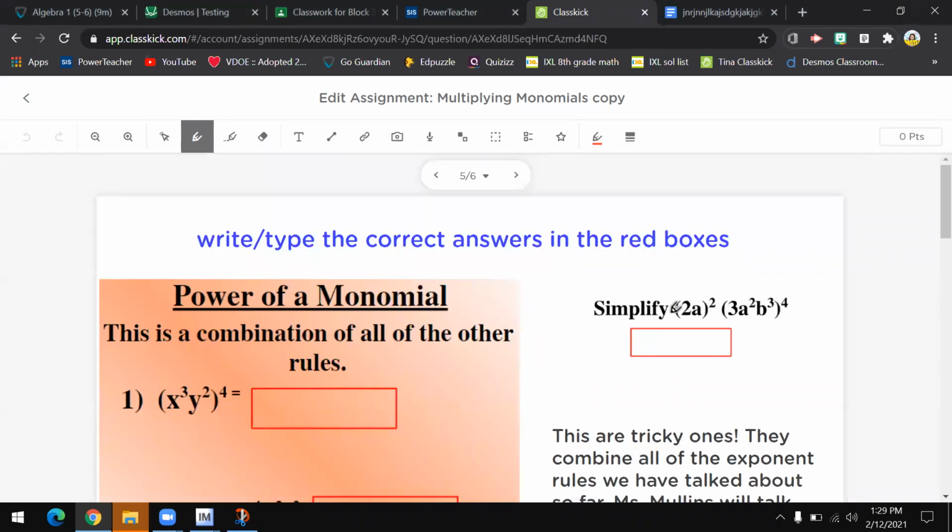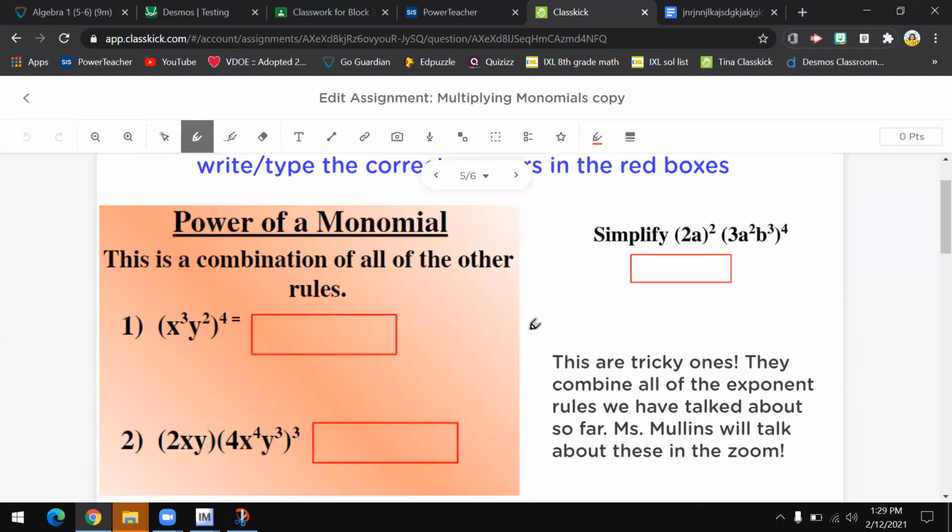Okay. And then this one, we already did these two. Okay, thanks, Brock. I just did them earlier in the Zoom, so you already have those answers. And then we just have this one. When there is an exponent outside of the parentheses, everything has to get that exponent.